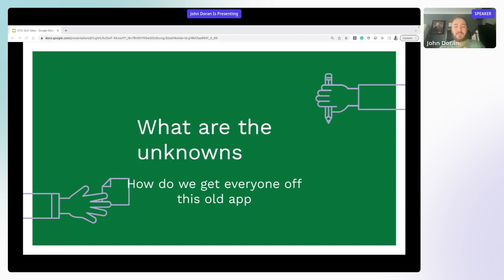How do we get everybody off this app? And what are the things we need to think about? Do we need to consider starting from scratch? Do we need to consider losing some customers? What does that mean for us if we do, on the way? There are so many permutations here.